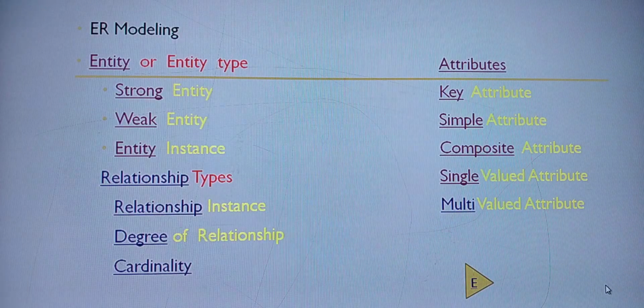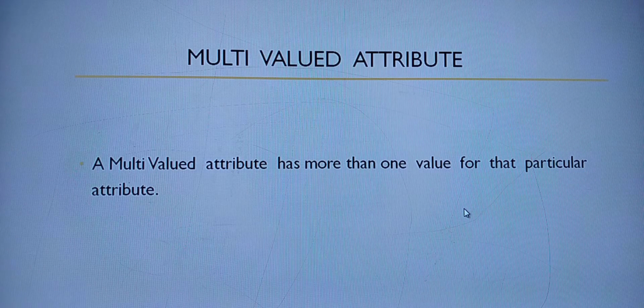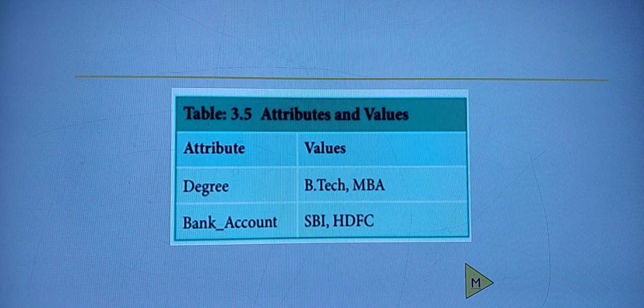Yes, the next one is your multi-valued attribute. What do you mean by multi-valued? By the name itself, you can tell that the attribute is going to have many values. A multi-valued attribute has more than one value for that particular attribute. I will tell an example. A person who has a degree: a single person is not going to be satisfied with a single degree. He is going to have many degrees. That is an example of a multi-valued attribute.